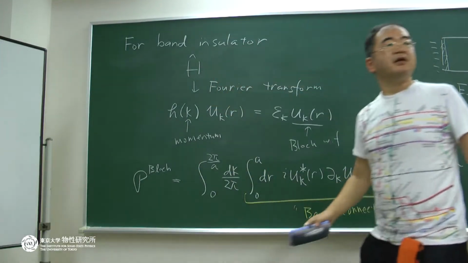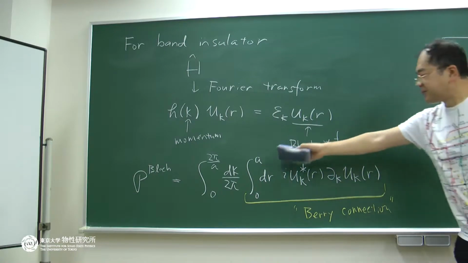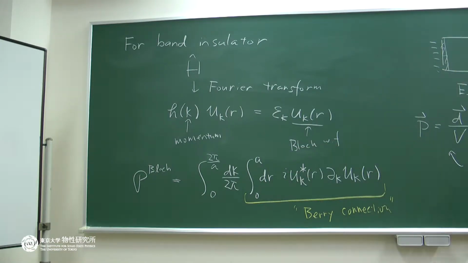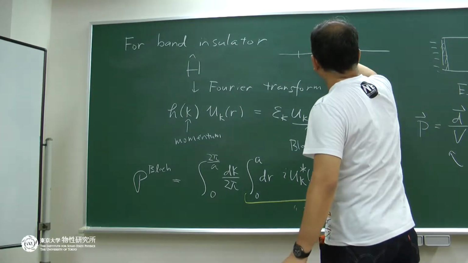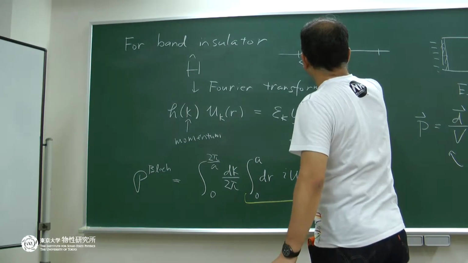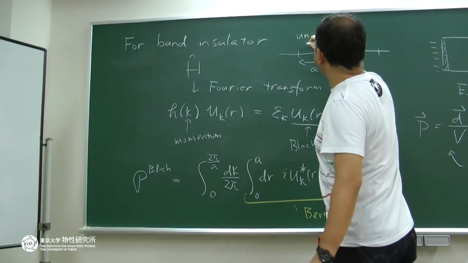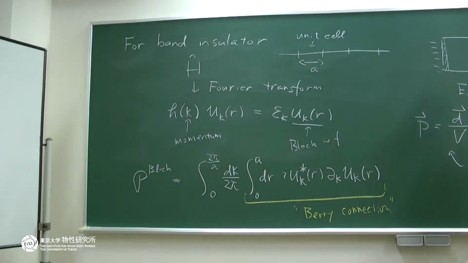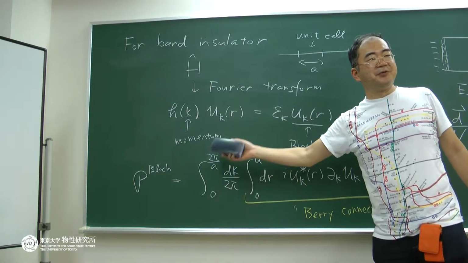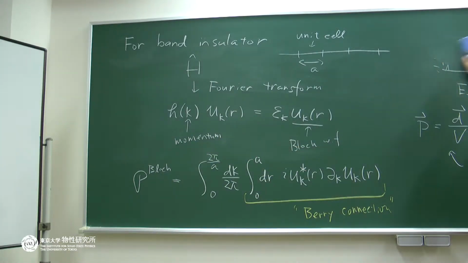Sorry, a is the size of the unit cell. So here I'm considering a 1D system, and say this is a unit cell. So the size of the Brillouin zone is from 0 to 2 pi over a. Okay, so this is a well-known formula.